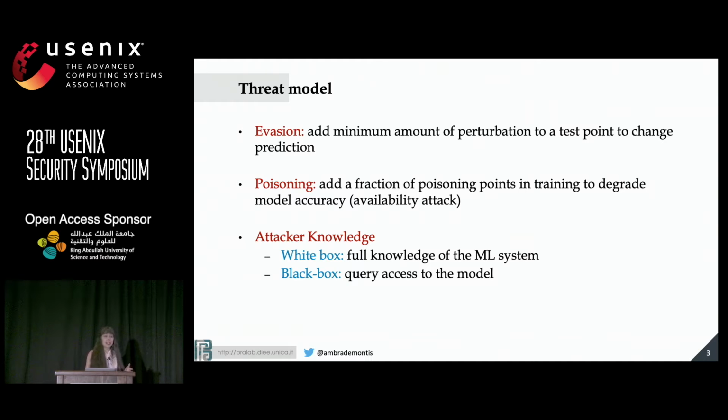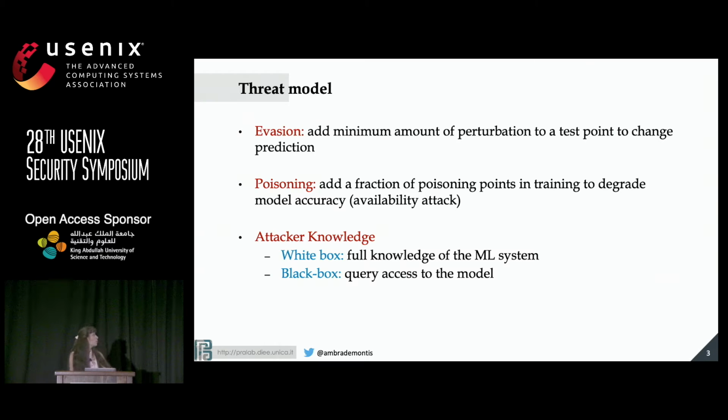If the attack changes some test sample, the attack is called an evasion attack. In this case, the goal of the attacker is basically to have that sample misclassified. In a poisoning attack, instead, the attacker changes some of the training samples to increase as much as possible the error of the classifier at test time.